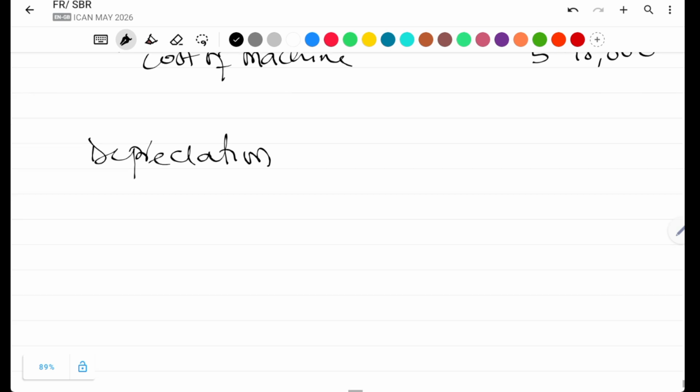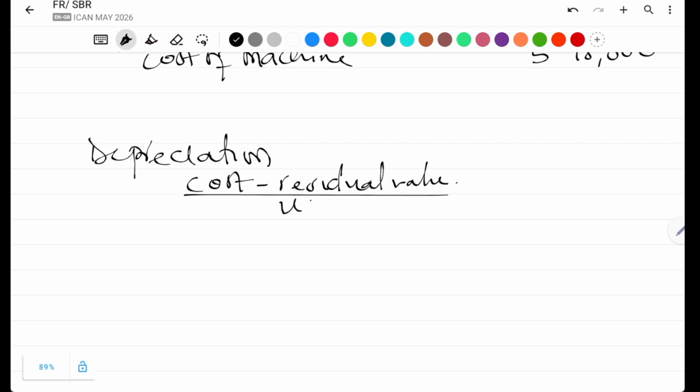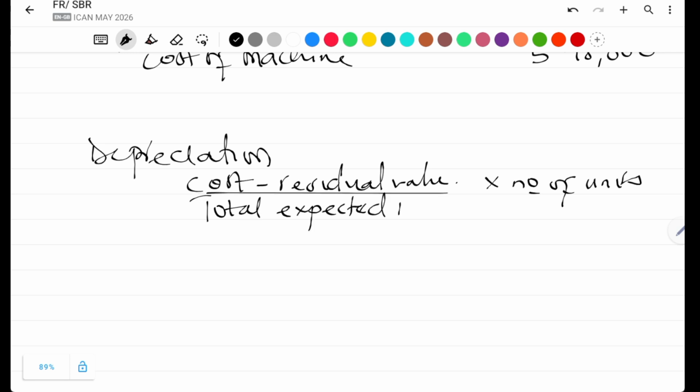So, it says you have to say the cost of the asset minus the residual value over useful life. But this time, no useful life. You see, this is production units. So we're going to say number of units over total expected production output. Okay, so let's find it.